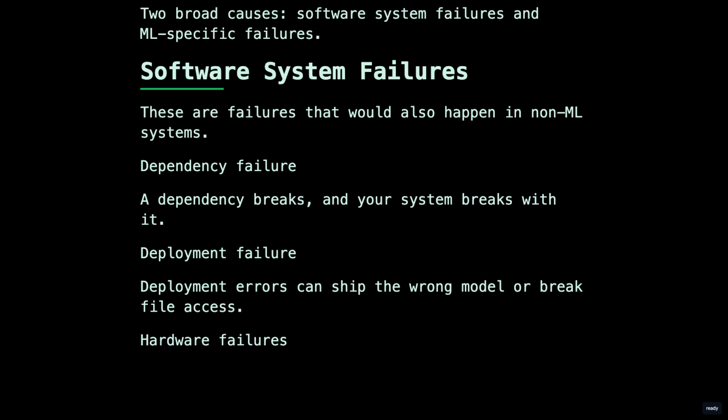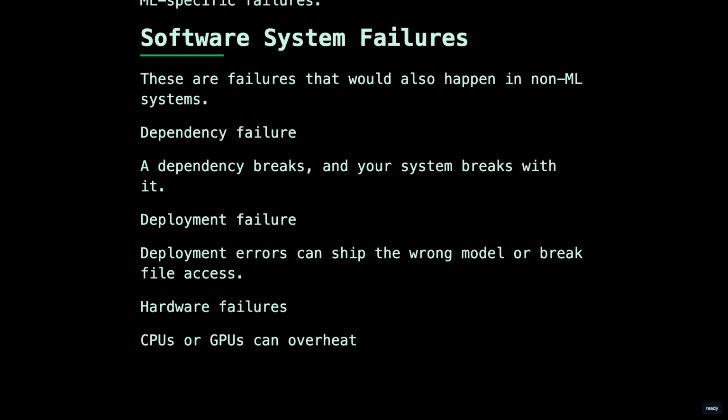Hardware is another basic failure point. The CPUs or GPUs that run the system may overheat, degrade, or otherwise stop behaving reliably. When a machine underneath the software becomes unstable, the software cannot compensate for that. Even a well-built model pipeline depends on healthy hardware to keep running.